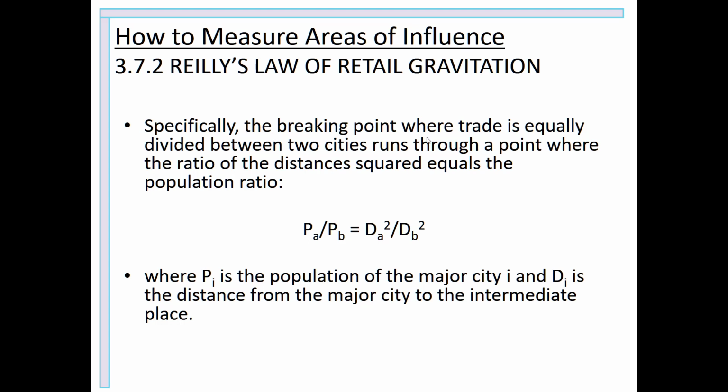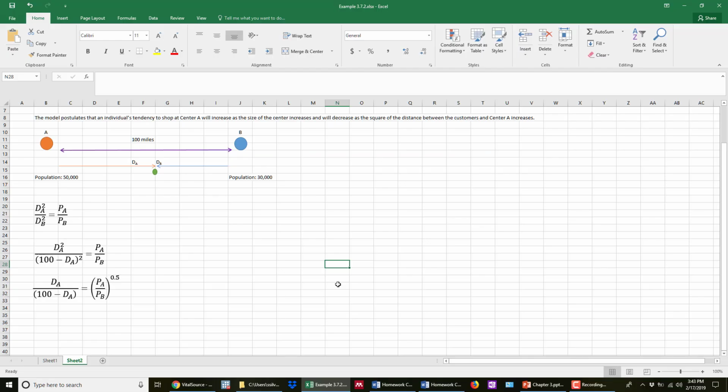The break-even point where trade is equally divided between two cities runs through a point where the ratio of the distances squared equals the population ratio. So the population of center A divided by the population of center B equals the distance to center A squared divided by the distance to center B squared, where P is population and D is distance. Let's look at that more carefully.